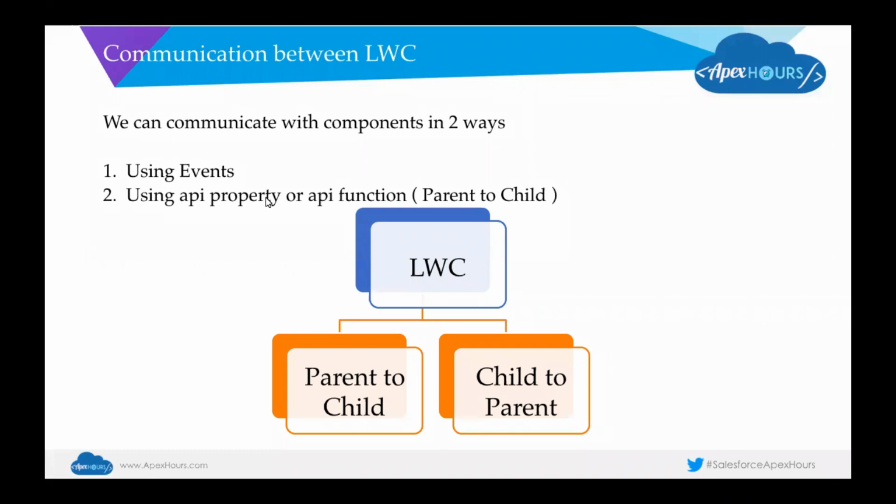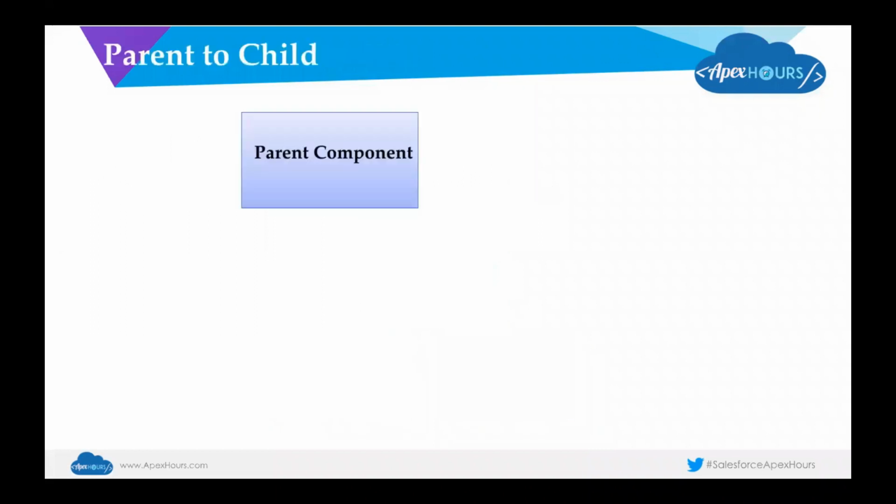So to communicate, we have got two different ways. One is with the help of custom events that Salesforce provides, and then we have got API property and API function. So in LWC, we have got two kinds of communication. One is parent to child and one is child to parent. First, we are going to cover parent to child, and then we are going to cover child to parent.